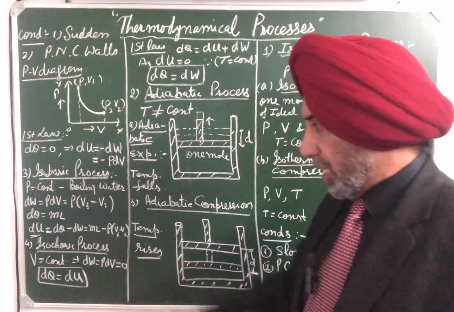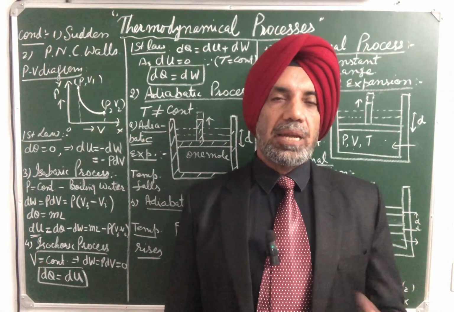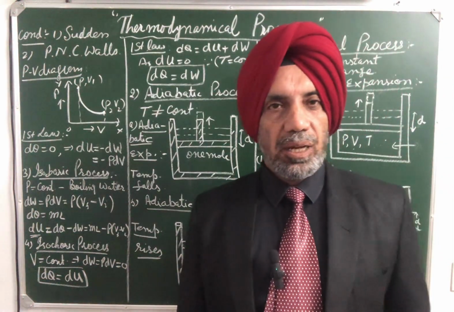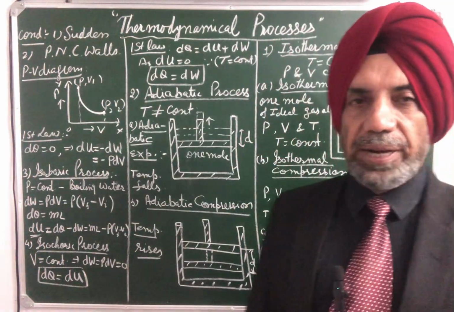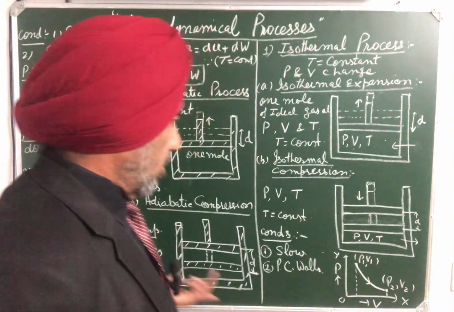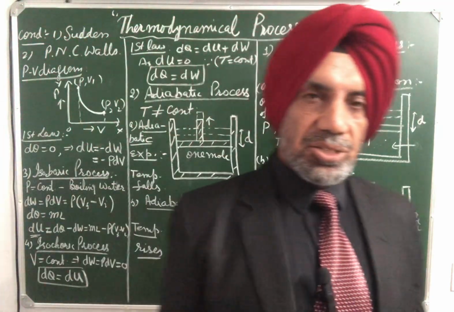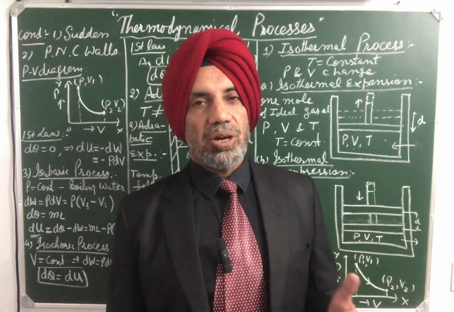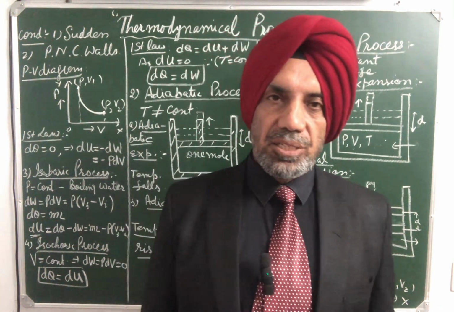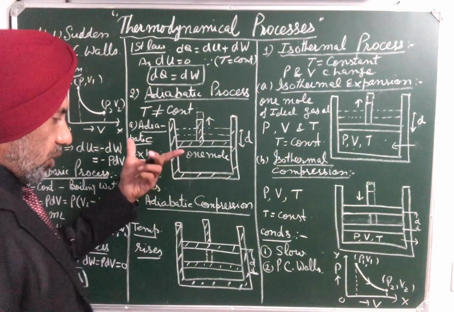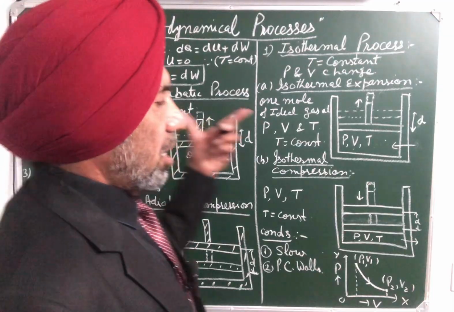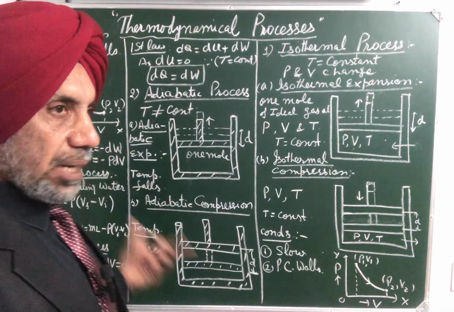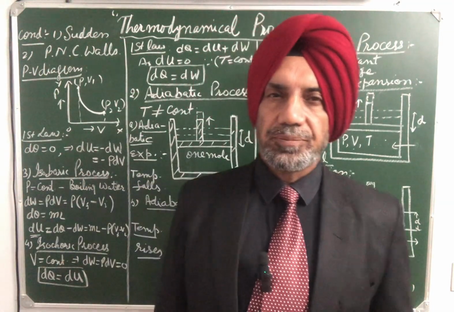Fourth is the isochoric process. It is that process in which volume is kept constant. If volume is kept constant, dW is equal to P dV is equal to 0. It means dQ is equal to dU. So it means the amount of heat added or subtracted is equal to the amount of increase or decrease in internal energy of the system. The amount of heat supplied is used to increase or decrease the internal energy of the system. So these are the four thermodynamical processes, that is isothermal process, adiabatic process, isobaric process and isochoric process.